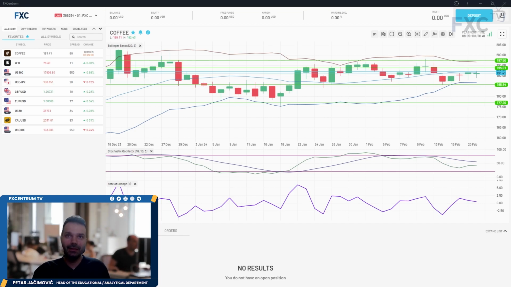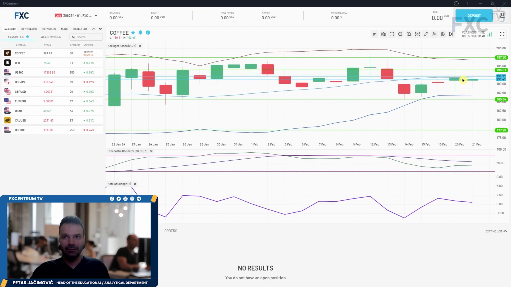So what we have here is the daily time frame of the coffee, and we identified also in our previous updates there is a coil and consolidation in the last couple of days. Basically, market is trading in a trading range between the 194 resistance and 185 support. And in this example, I would like to see the breakout.